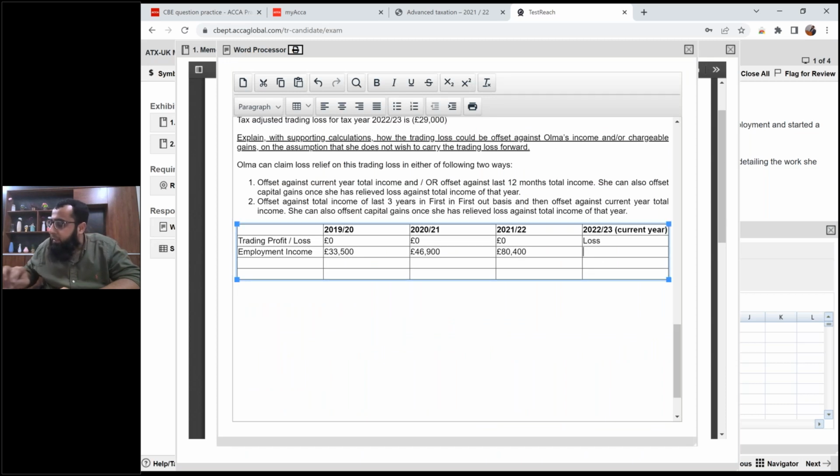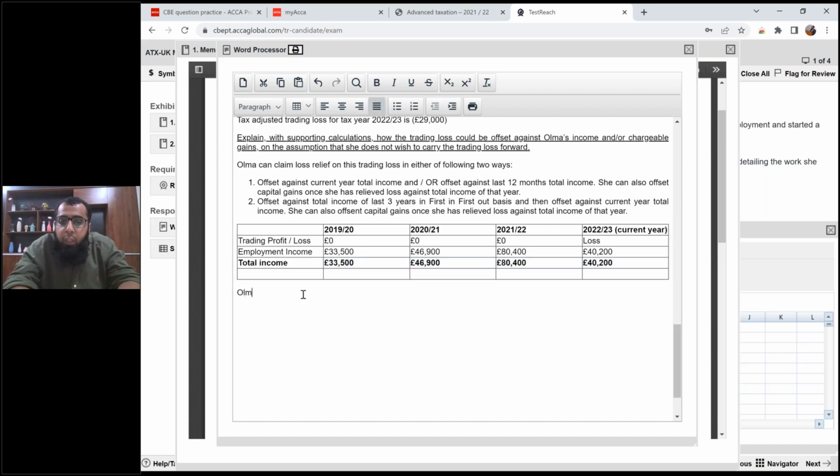6,700 into 6. So it will be 40,200. So this is the total income in all the years: 33,500, 46,900, 80,400 and 40,200. These are her total income. Now we have to explain with supporting calculation what are the reliefs she can claim.